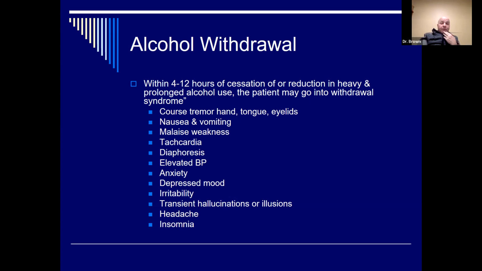People that are in full-blown withdrawal can have some transient hallucinations. A lot of times they have tactile hallucinations. They feel like bugs are crawling on them. And again, when you're talking to somebody that has hallucinations, you don't want to feed into their hallucinations, but you just want to reiterate that they are safe.